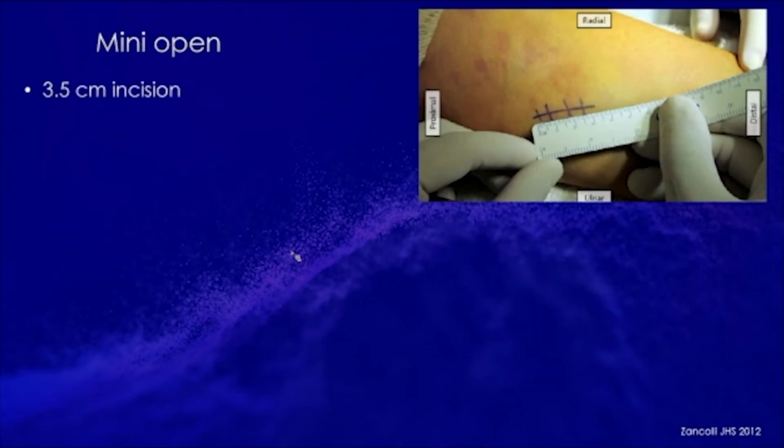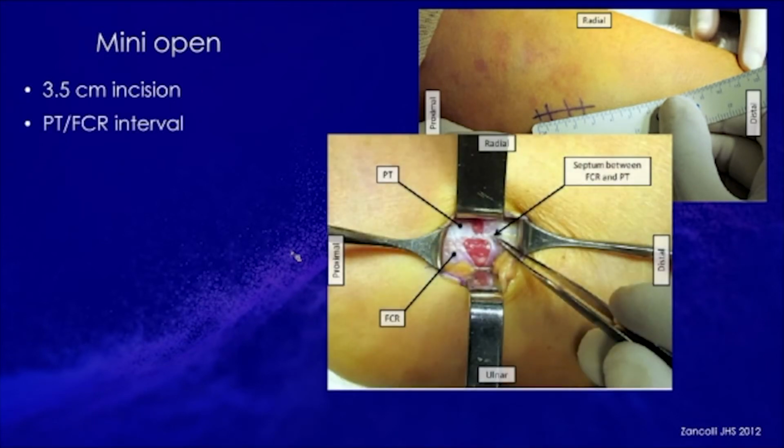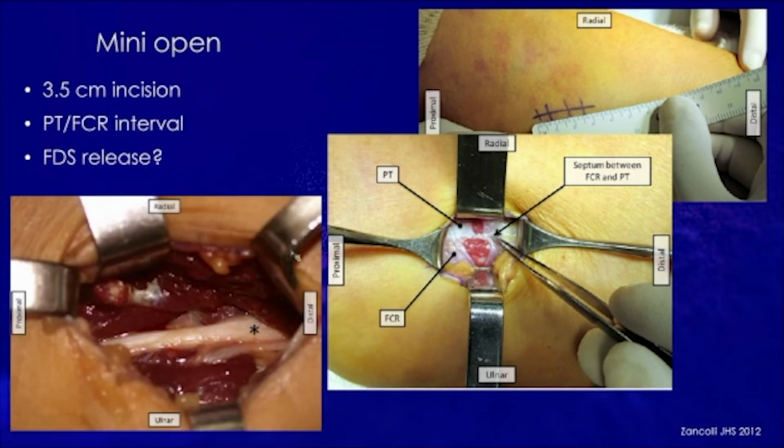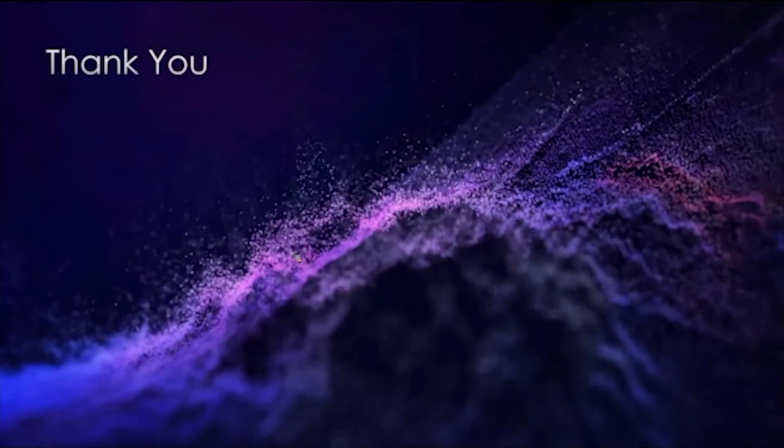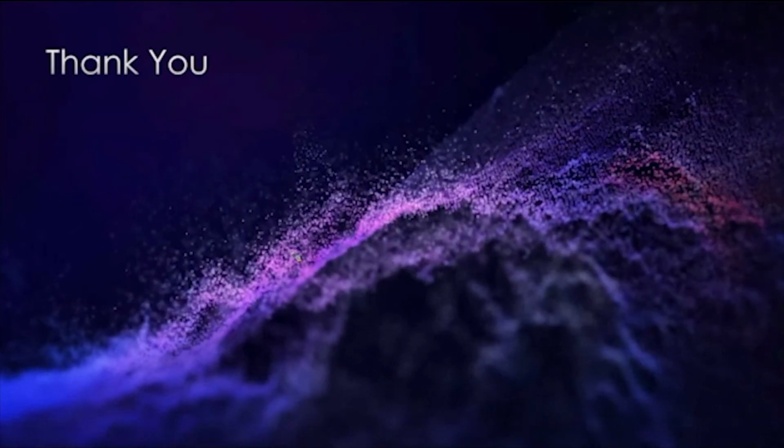I personally would do a hybrid between the two, do more of a mini open, go between pronator and FCR. I release as far distal as possible. You do ideally want to release the FDS as well, but again, questions about tailoring your release based on your exam. And anything that's putting pressure on the nerve, you want to take that pressure off the nerve. Thank you.